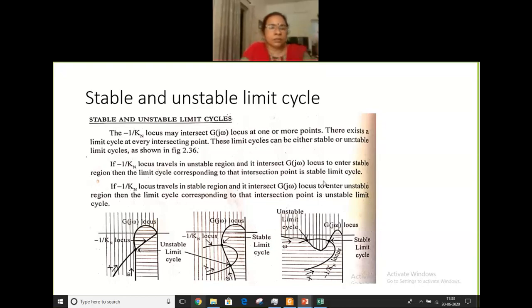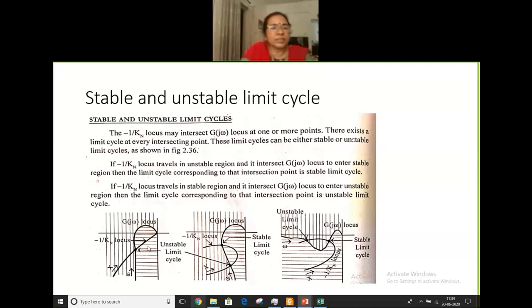Okay. If both the curves meet, then only you can say that there exists a limit cycle. Whether it is stable or unstable depends upon how the minus 1 by kn locus travels. If it travels from the stable region to the unstable region, then you can say it is an unstable limit cycle. And unstable to stable is a stable limit cycle. Okay. Unstable region to stable region, so it is a stable limit cycle. Here stable region to unstable region, it is an unstable limit cycle.